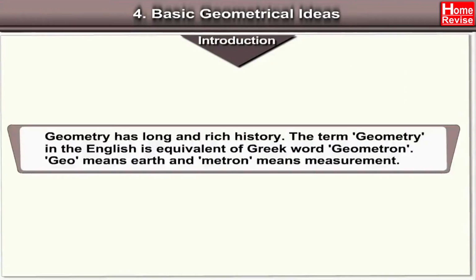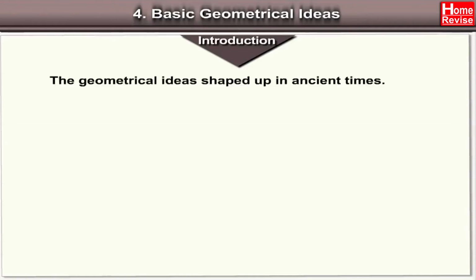Kids, geometry has a long and rich history. The term geometry in English is equivalent to the Greek word geometron, where geo means earth and metron means measurement. The geometrical ideas shaped up in ancient times.